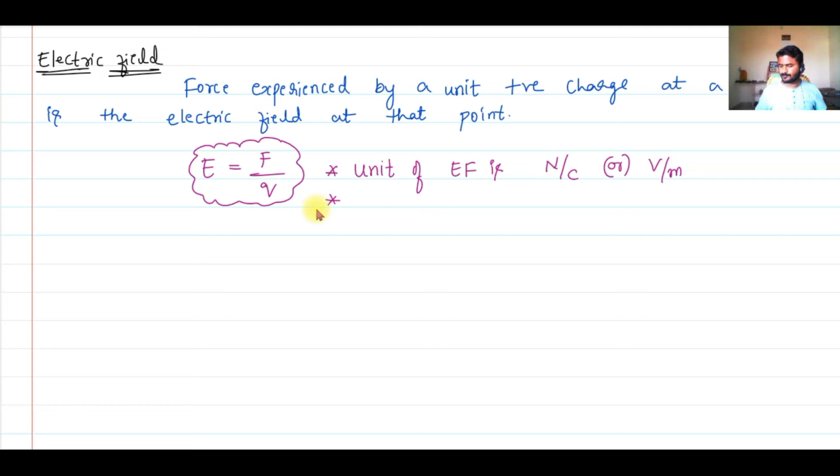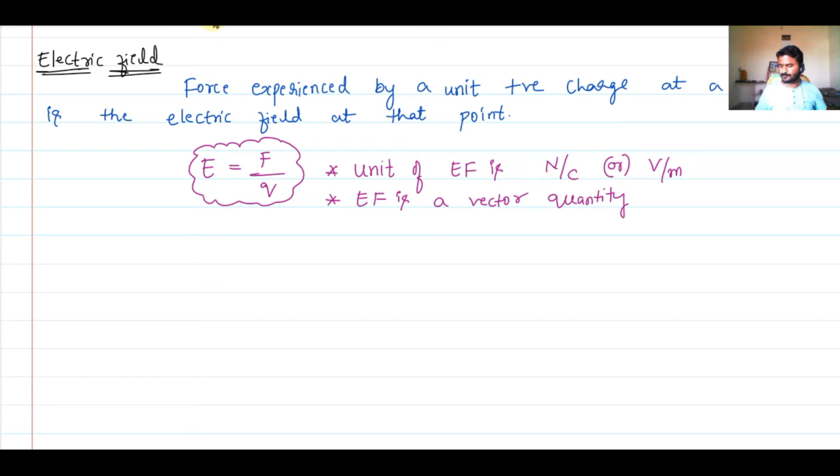Now this electric field is a vector quantity, because force is a vector quantity divided by a charge. Charge is a scalar, so that also will give you a vector. Electric field is a vector quantity. So what is a vector quantity? That which has both magnitude and direction. That means electric field has a direction.